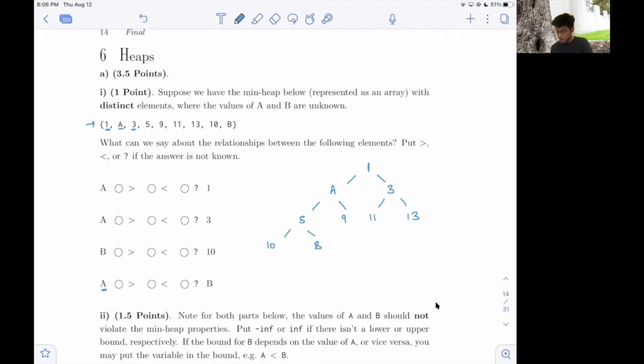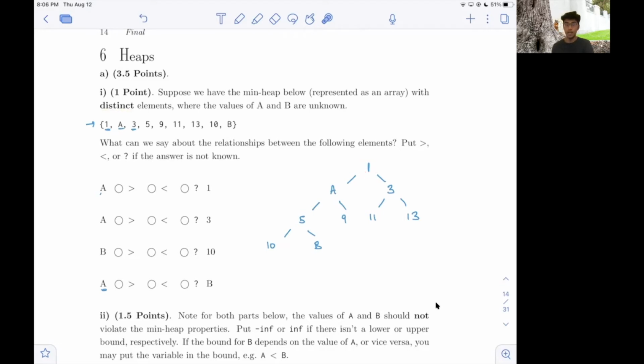Cool. So now the first thing that we have to answer is how does A compare to 1? Is it greater than 1, is it less than 1, or is there no particular relationship? Because this is a min heap, we know that the root element, which happens to be 1 in our case, is the minimum element. And we know that there are distinct elements, so it's not possible that A can be equal to 1. It has to be either greater than 1 or less than 1 because 1 is the root.